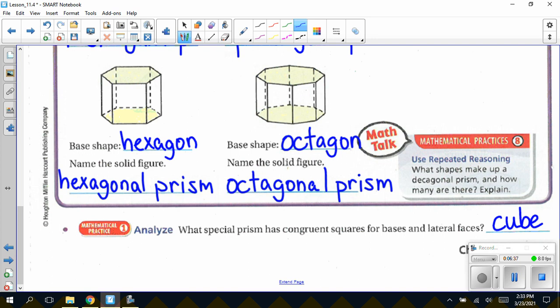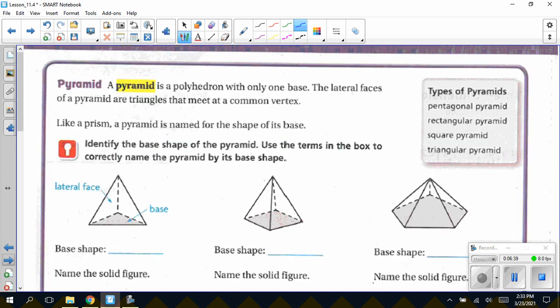Moving on to the next page. Our next type of polyhedron is a pyramid. A pyramid is a polyhedron that has only one base, and that base is always on the bottom. The lateral faces of your pyramid are always triangles that meet at a common vertex. So that's that point that it meets up at the top.